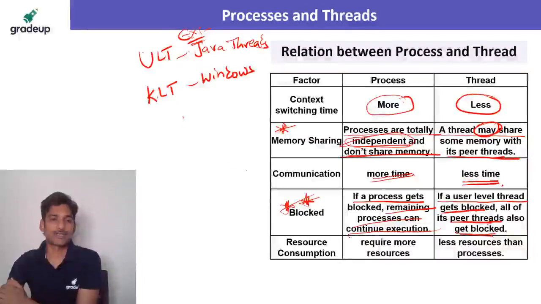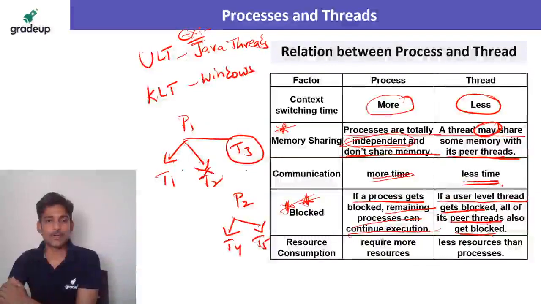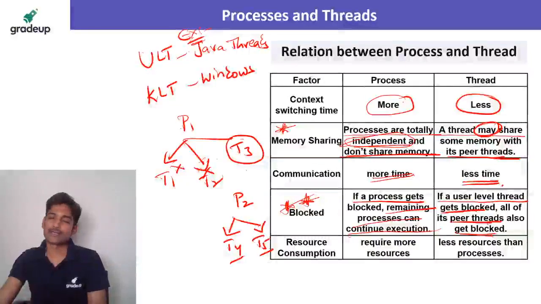So if a process P1 has 3 user level threads and a process P2 has 2 user level threads, if T3 gets blocked, T2 gets blocked and T1 also gets blocked, but T4, T5 will not be affected. So if one user level thread gets blocked, all its peers, meaning related to that process, get blocked. And processes require more resources, which is quite understandable, more memory.